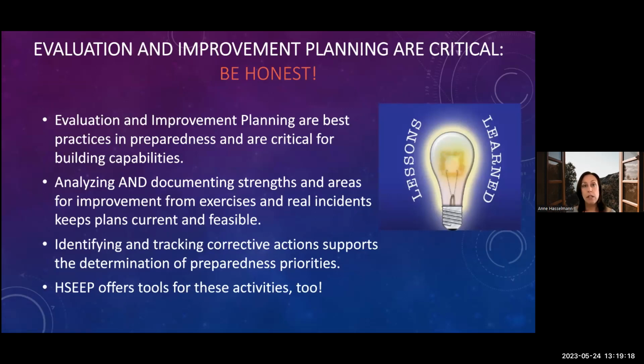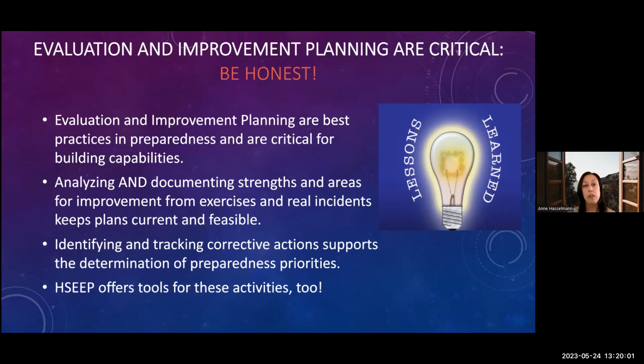So I said we would talk a little bit about evaluation and improvement planning. They are critical. And the most important thing to do in thinking about what's also called lessons learned is that you're honest. You need to look at what happened and really assess it as objectively as possible. I think remembering that you're evaluating policies, procedures, tools, and templates and not people is really important. You're not going to hurt anyone's feelings. You're not going to insult your boss, right? You want to really focus on how things work.